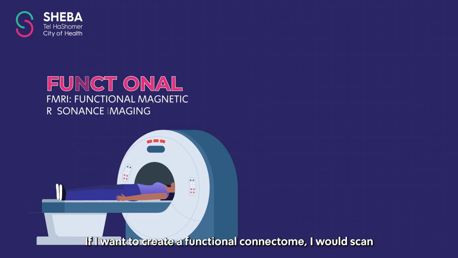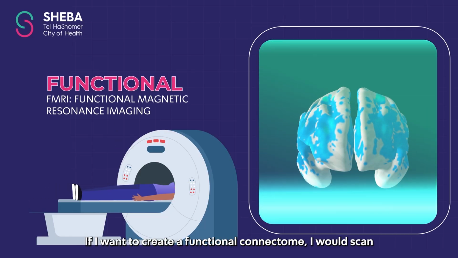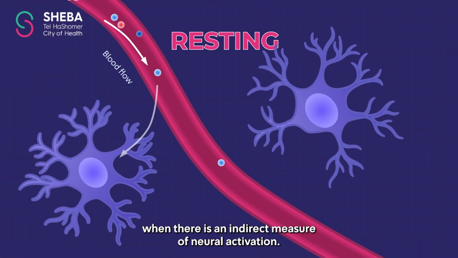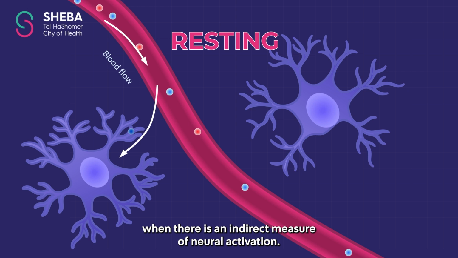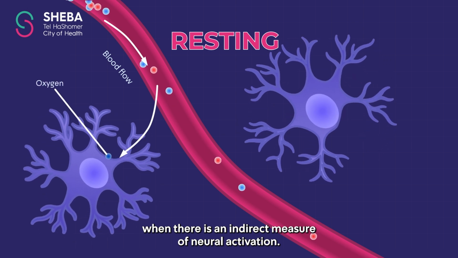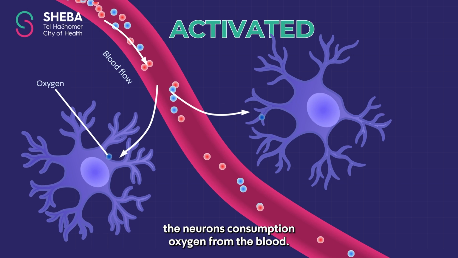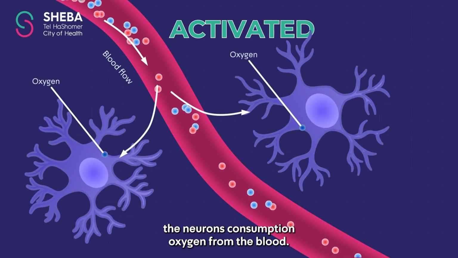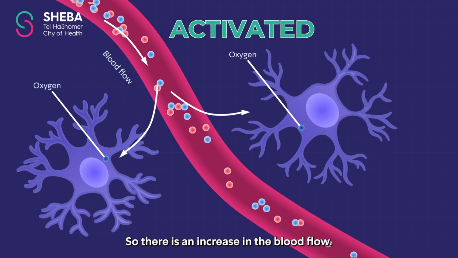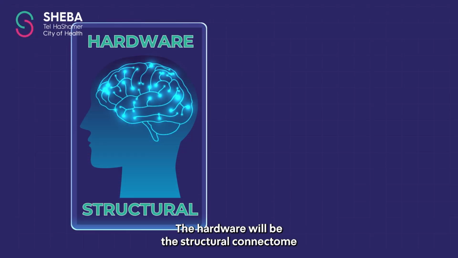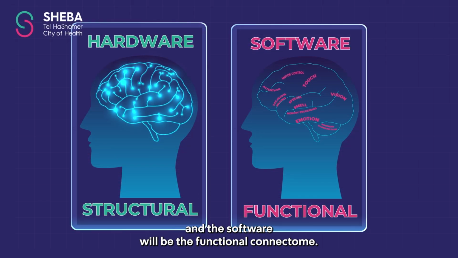If I want to create a functional connectum, I will scan an fMRI scan, which follows the blood flow of the brain, an indirect measure of neural activation. So the brain is doing a function, it's activated, then the neurons consume oxygen from the blood, so there's an increase in the blood flow. It's almost like hardware and software. The hardware will be the structural connectum and the software will be the functional connectum.